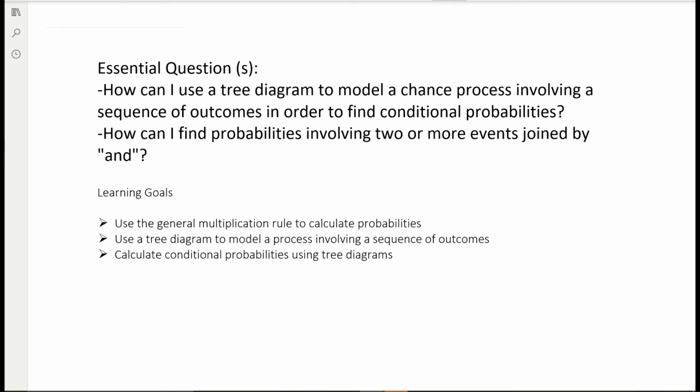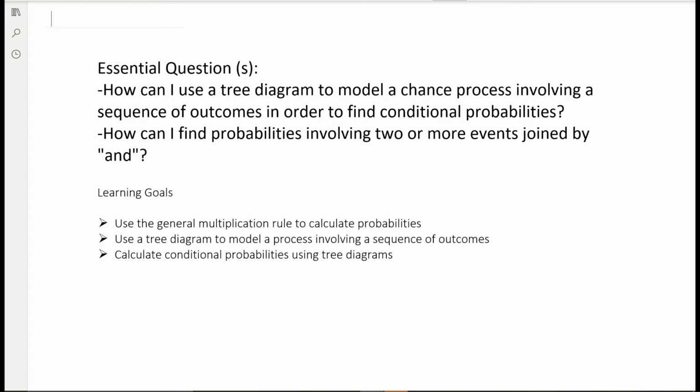Alright, so the essential question is how can I use a tree diagram to model a chance process involving a sequence of outcomes in order to find conditional probabilities? We also want to address the question how can I find probabilities involving two or more events joined by and? So probability of events A and B, for instance.